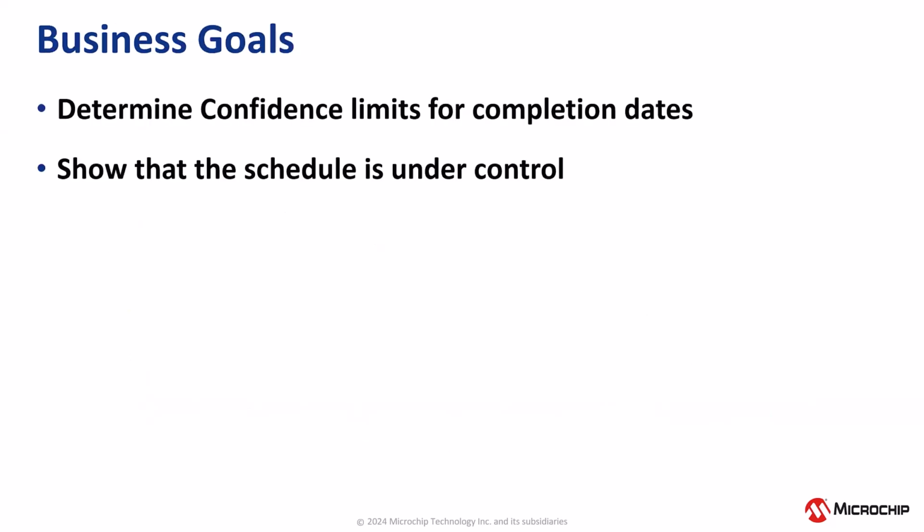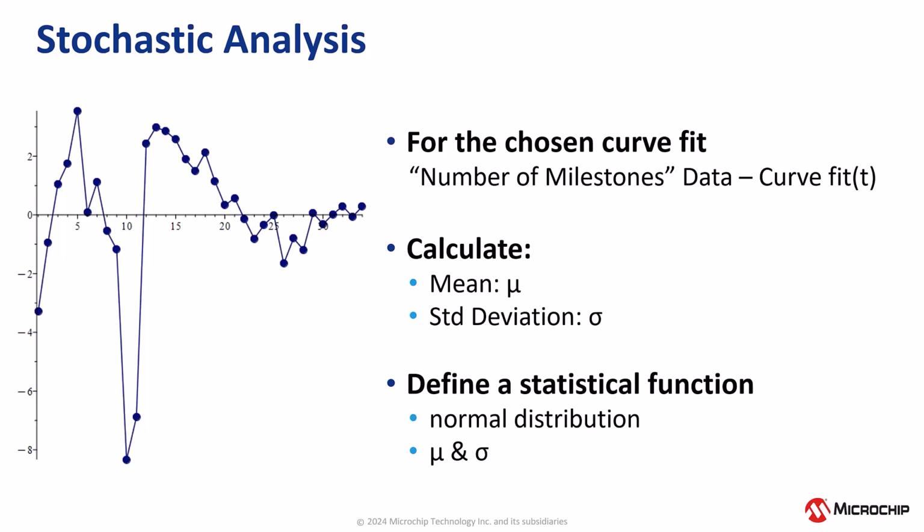So the project had specific business goals. The goal was not just to predict a single completion date, but to define a business process that could determine confidence limits and be used for scheduled process control. The business goals required the data analysis of the milestone data.